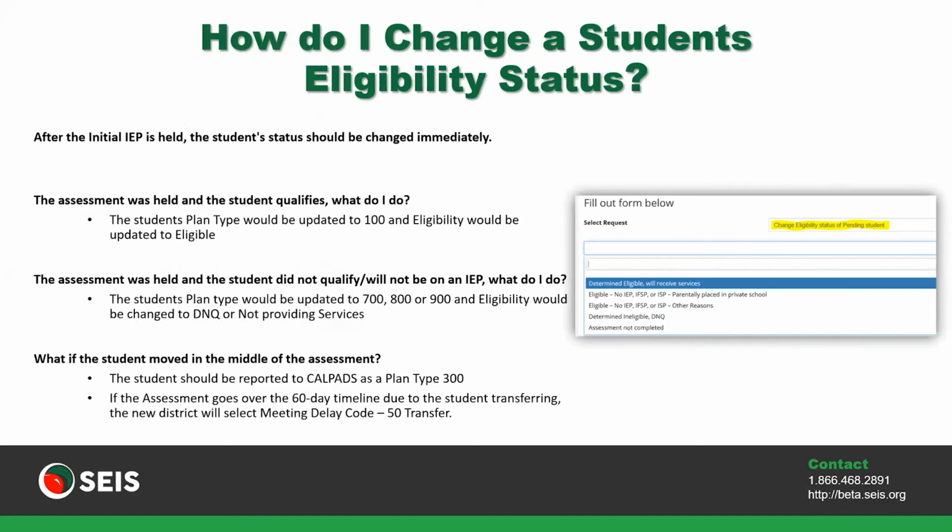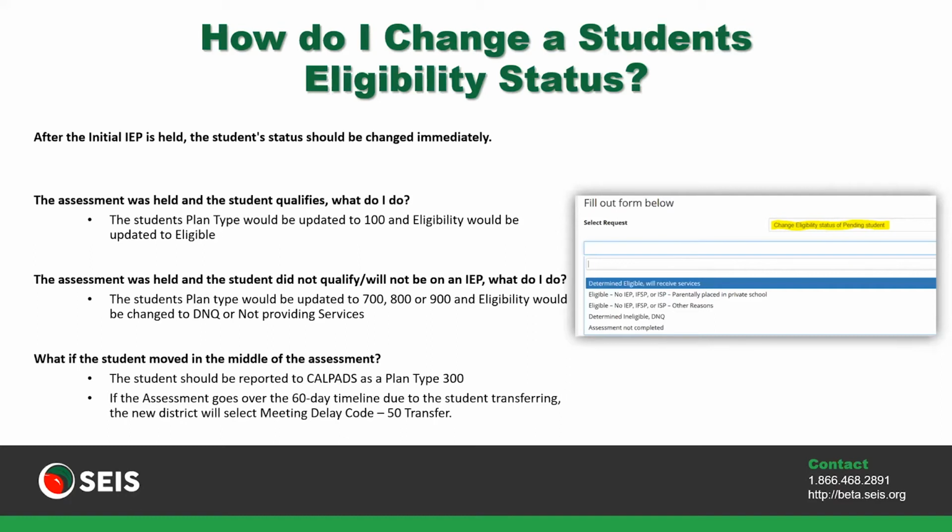All right, so you've held that initial IEP. You've gotten the results. Now the student status needs to be updated immediately, like ASAP. There's no waiting on this. Let's say, for example, the assessment was held and the student qualified. Well, the first thing you're going to need to do is make sure that plan type is updated to reflect that the student is eligible and now in an IEP. So you would change it to a 100, and then you would submit the student change form request, like in that screenshot, and that select request should be change eligibility status of the pending student. And then you'll choose in that next drop down, determined eligible, will receive services.